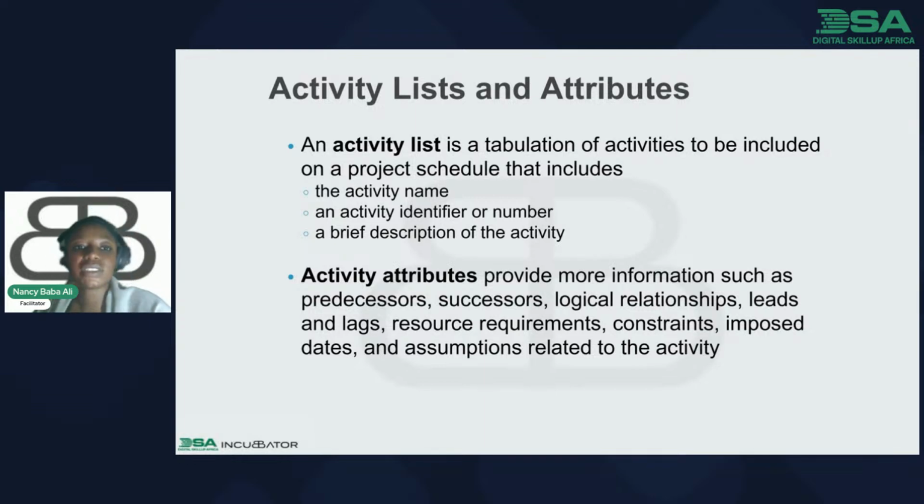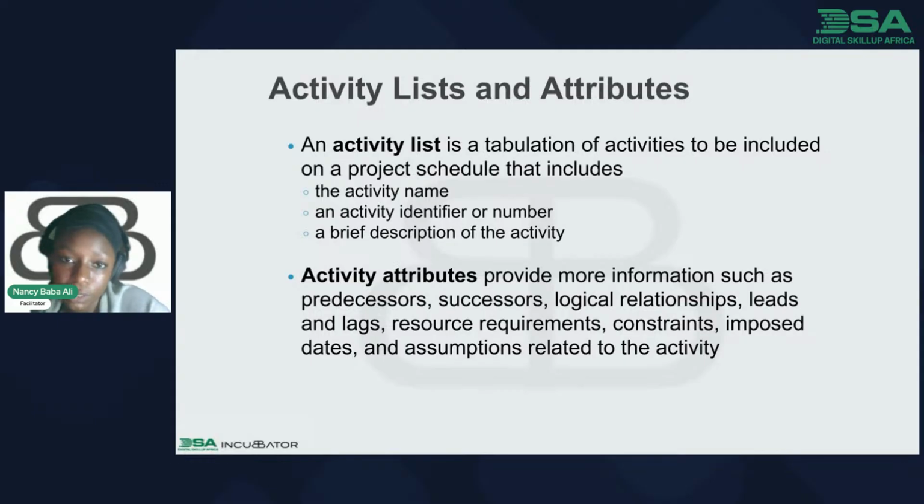So, activity lists and attributes: we spoke about logical relationships, constraints, resource requirements, pros and cons, leads and lags, depending on how you want to put it. We spoke about imposed dates and assumptions related to the activity. We also spoke about the activity list, how you should go about it, and how you're supposed to have the name of the activity, an identifier, or a brief description of the activity.